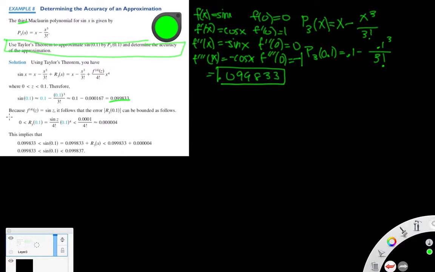Now the second part is where it gets a little bit trickier. So we're going to use Taylor's theorem to approximate the error now.